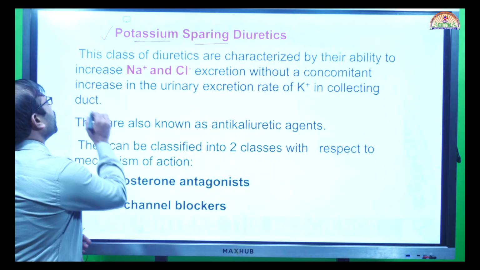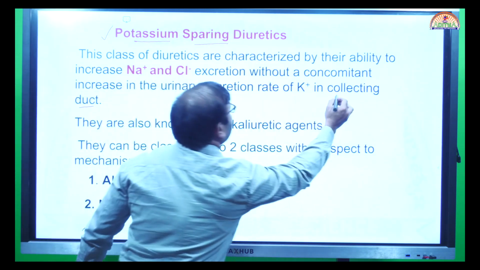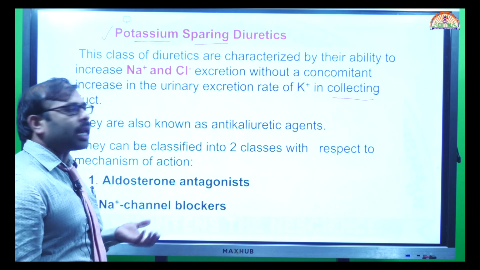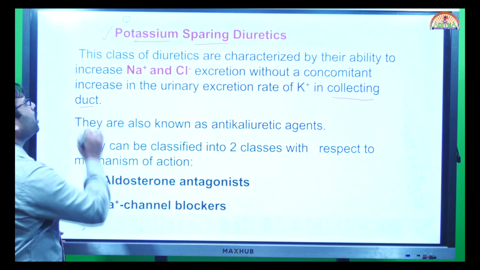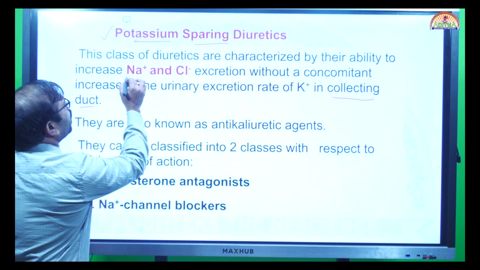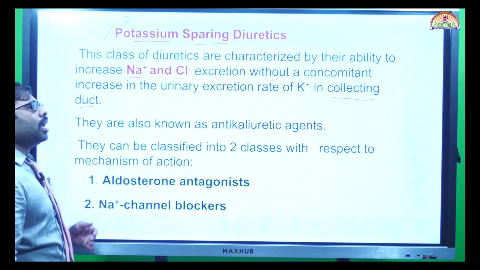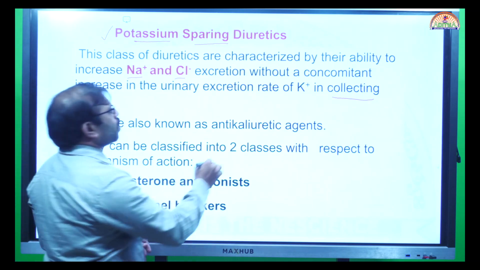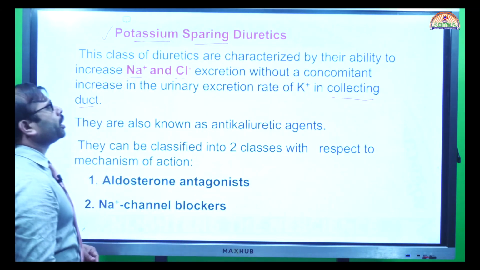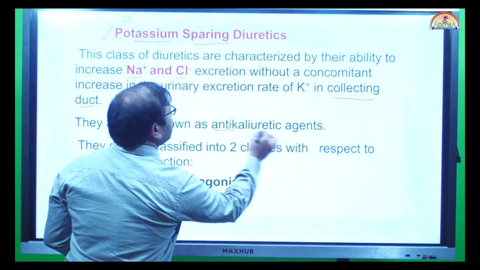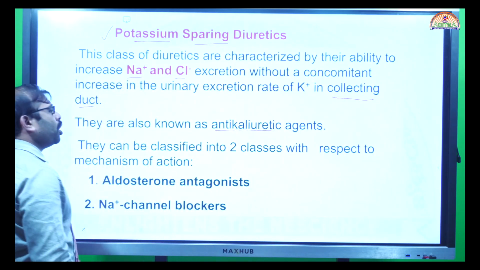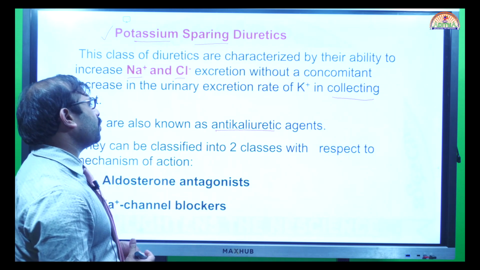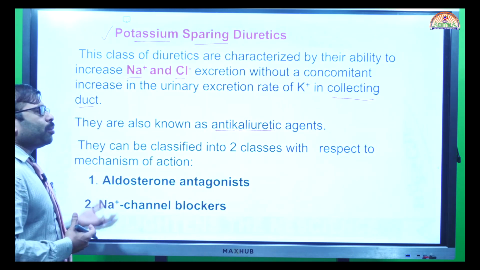This type of diuretic shows its action at the collecting duct, where it can remove Na+ and Cl-, whereas it will spare the potassium ions. That's why these are also called potassium sparing diuretics, also called anti-kaliuretic agents. Basically, these are subdivided into two classes based on the mechanism of action.